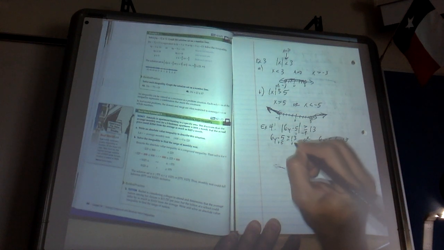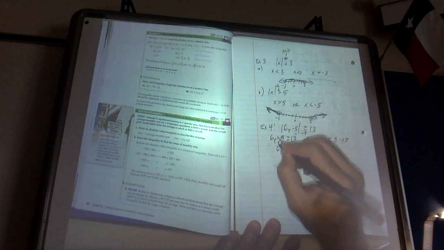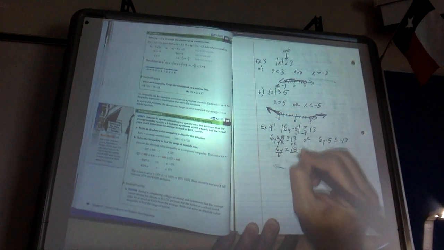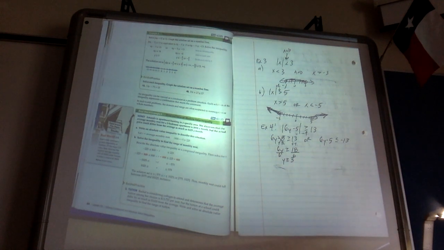So I add 5 to both sides. I get 6y is greater than or equal to 18. Remember, -5 and +5 cancel out. To get rid of multiplication, we divide by 6. So one of my answers is y is greater than or equal to 3.